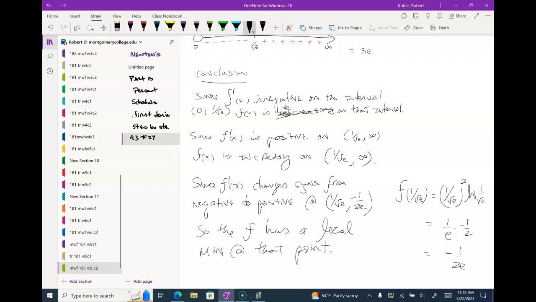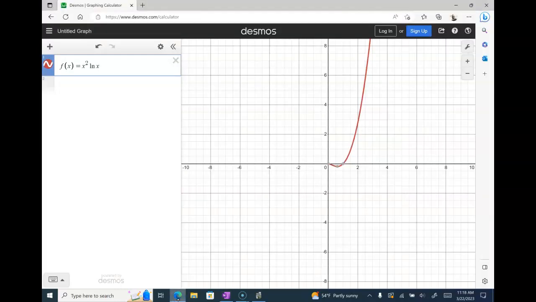And then, of course, I like to check that I've got everything right here. What did I say? 1 divided by the square root of e, comma, negative 1 over 2e, right?